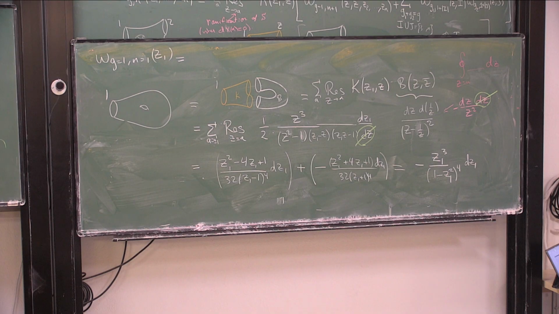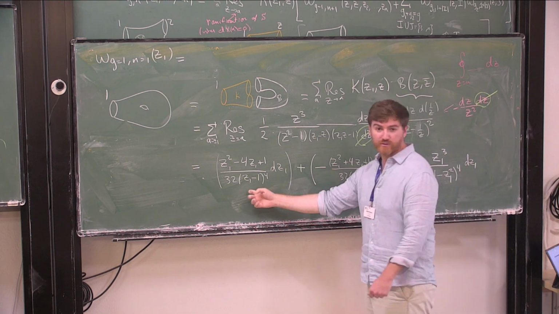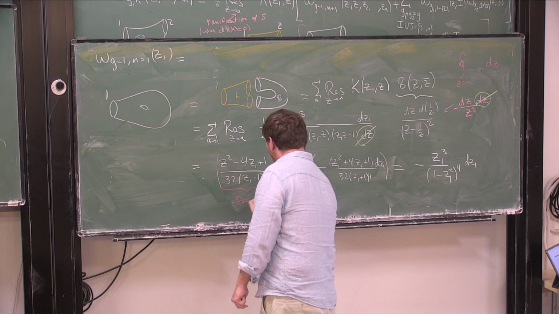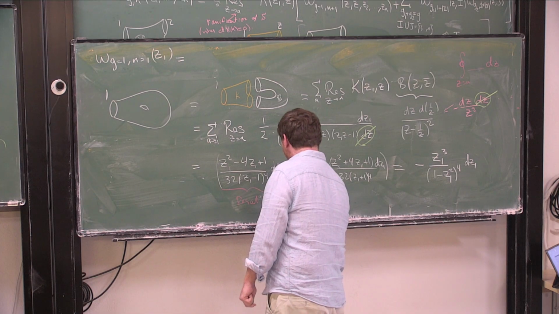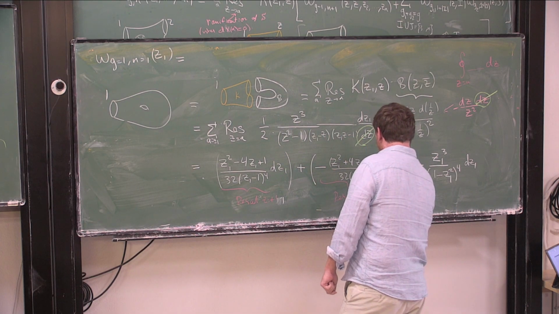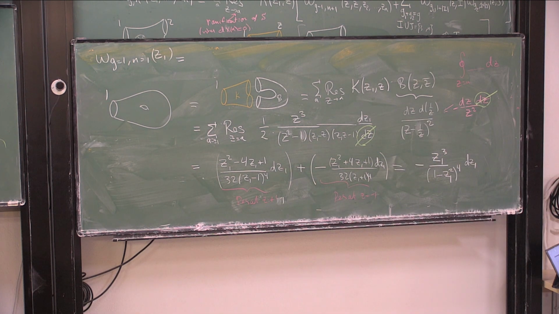Mathematically do that type of work. Okay. And then I just combine the two values at the two residues. So this was the residue at z equals +1, and the residue at z equals -1. Okay. So now what we want to do is see how this compares.